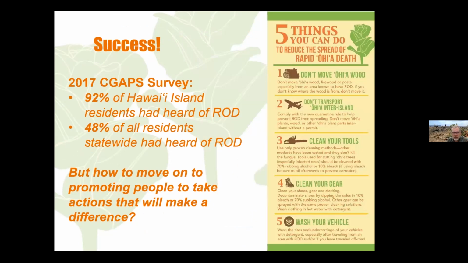And this is a survey that CGAPS did, which I'm very grateful they did, in 2017, so only about 2 years into our program. 92% of the people on Hawaii Island knew about ROD, and 48% of the residents statewide had heard of ROD. So we did that first step. We did the awareness. People are aware, but how do we promote people to take actions that will make a difference? That's a bigger step. But in order to make our programs worthwhile, we have to go to that step. Just people being aware, if they don't take any action, isn't really helpful.